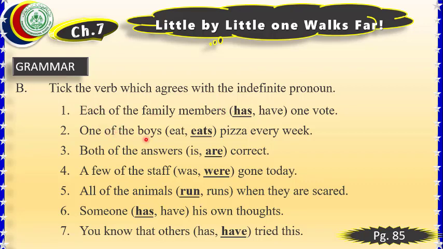In the same way, one of the boys, boys are many, but we are addressing one. That is why here will be eats. Both of the answers, here is both. Both means two. For two we shall write are. A few are more than one, here will be were. All of the animals, all are many, we shall write here run. Runs is used when here is one. Someone is one, here will be has. You know that others are more than one, that is why here will be have.